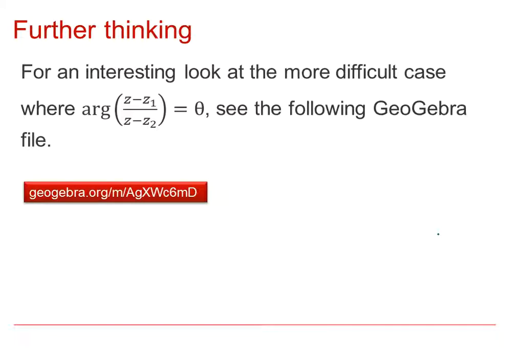For further thinking, there's an interesting look at a more difficult case where the argument of z minus z1 over z minus z2 equals theta. There's a GeoGebra file there that you can have a look at, but it is slightly beyond the scope of the syllabus, but nevertheless quite an interesting file to have a look at.